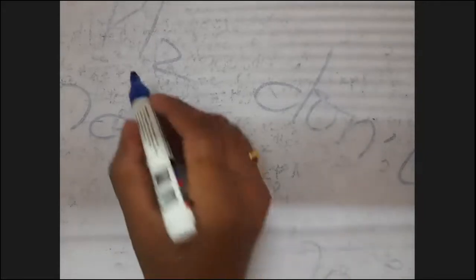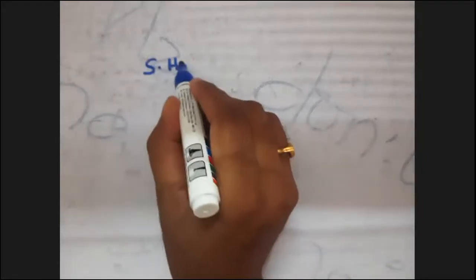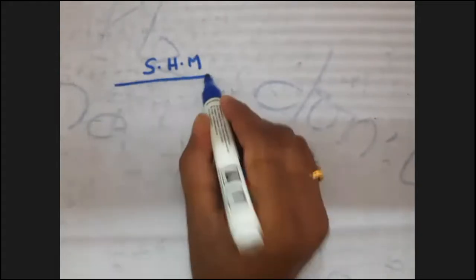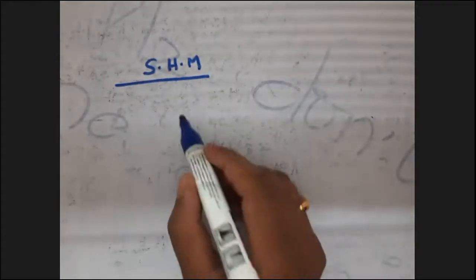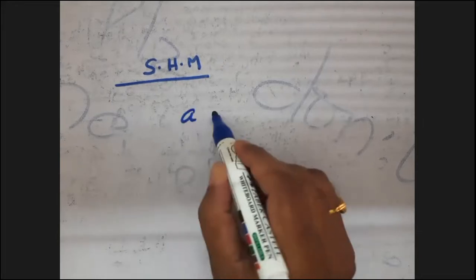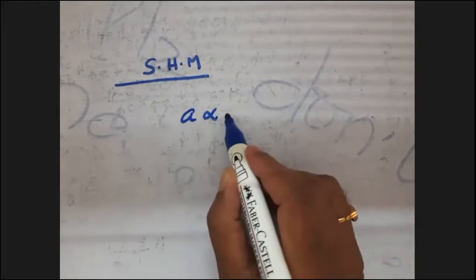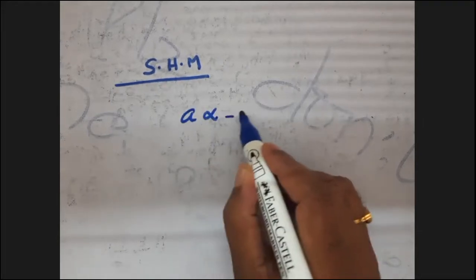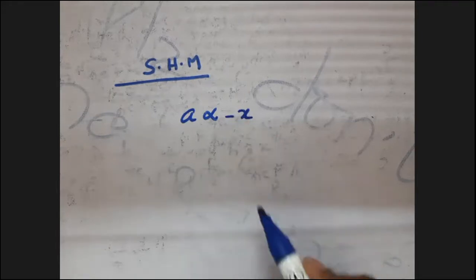So what is simple harmonic motion? The periodic motion in which the acceleration of the particle is directly proportional to displacement and in the opposite direction, that motion is said to be simple harmonic motion.